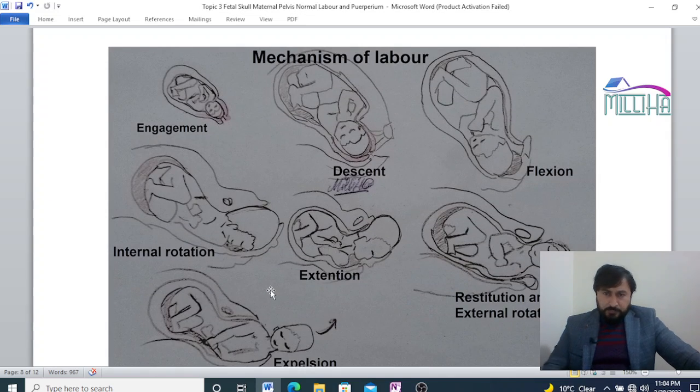So here are the steps, the mechanism of labor, as I just explained. This is engagement, meaning the head comes and engages with the pelvic inlet. This is descent, now it has come down. Now it has undergone flexion and the baby looks down, that is flexion.